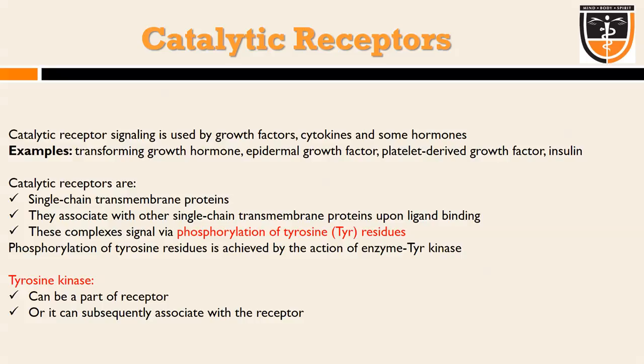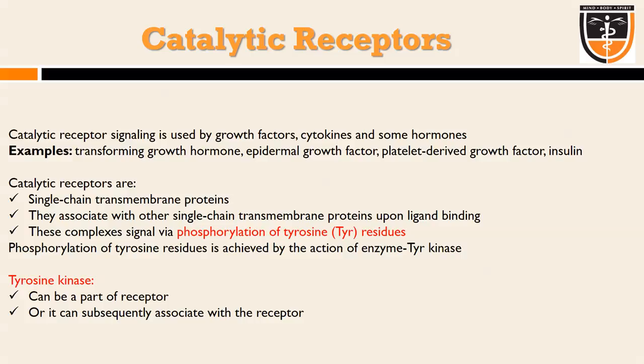And what's going to happen? Upon the binding of the ligand, they will associate with another single chain, usually with one or two other single-chain transmembrane proteins. And these complexes will signal, as you remember, through phosphorylation of tyrosine residues on their tails inside the cell. These tyrosine residues get phosphorylated, and they will light up and send the signal through the cell.